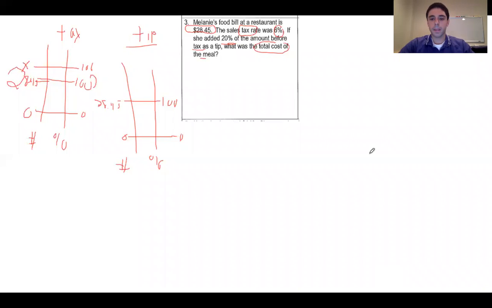Alrighty. How do we represent tip on our new double number line? I can do this. I need more participation here. A lot of people in this group are not participating as much as I would like them to.